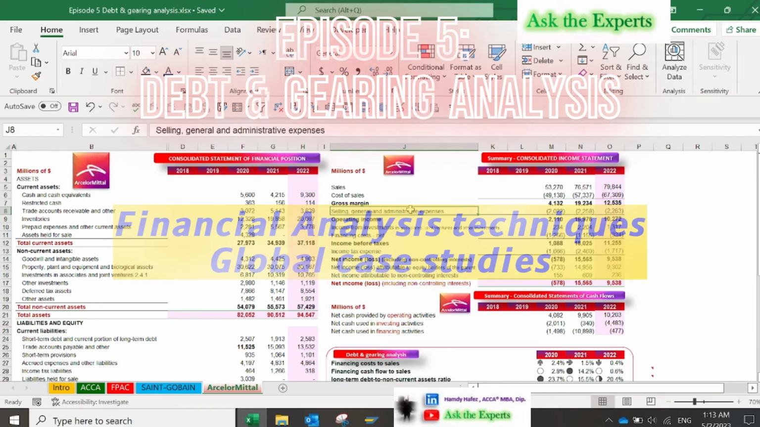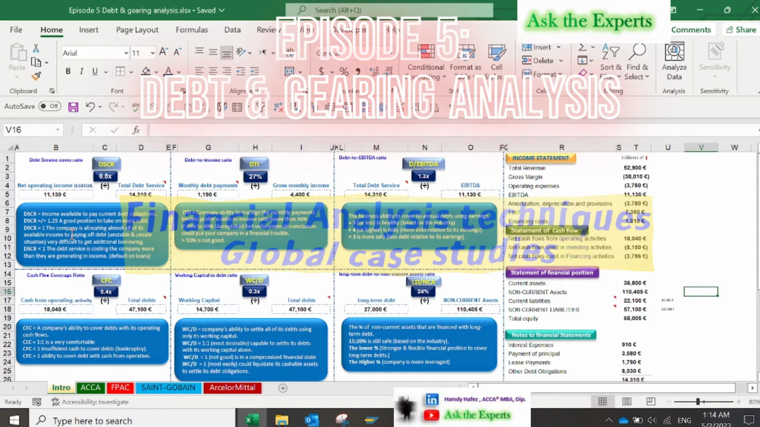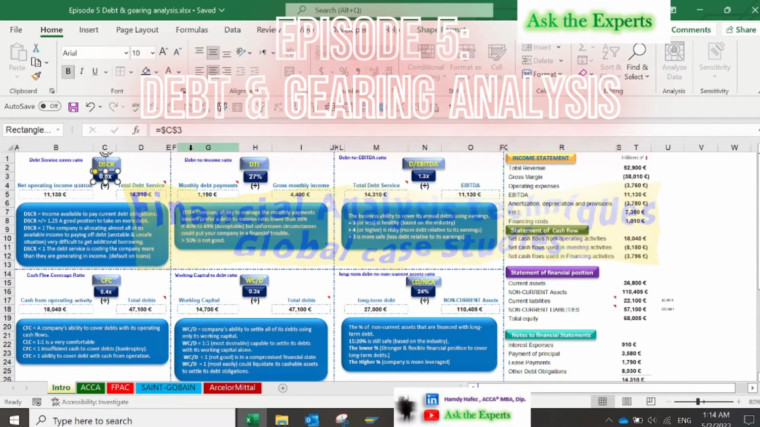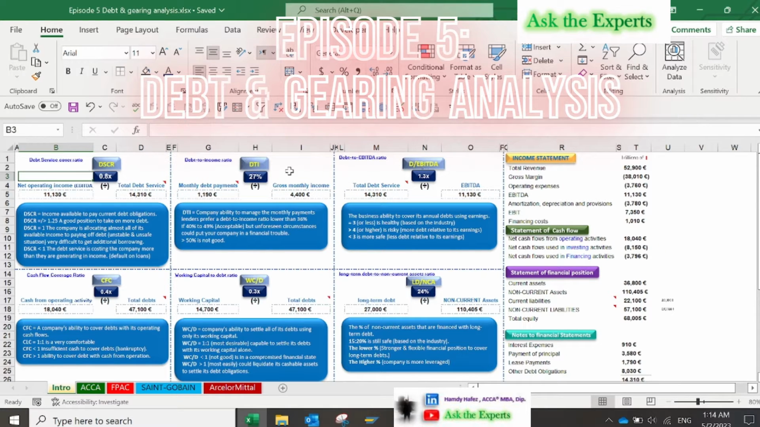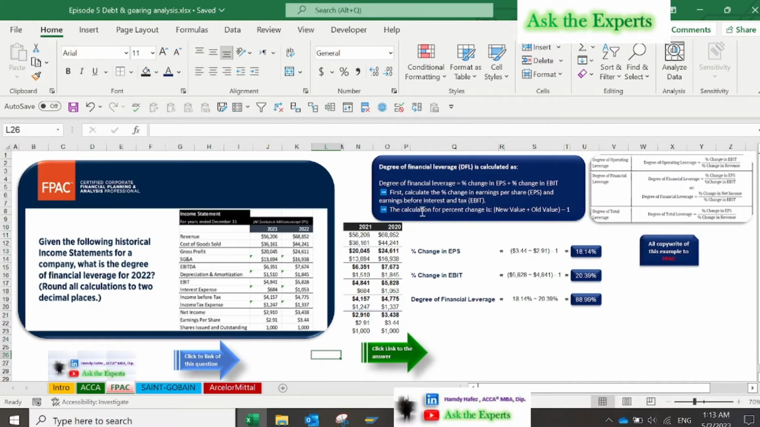Debt and gearing analysis is a way to analyze and manage debts and loan obligations, by analyzing the level of debt obligations incurred by a company against several other accounts. For example, equity or assets in the company balance sheet, EBIT, earnings before interest and tax in the income statement, or operating cash flow in the cash flow statement.